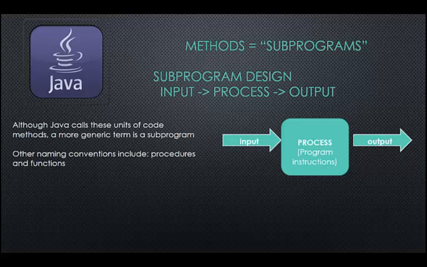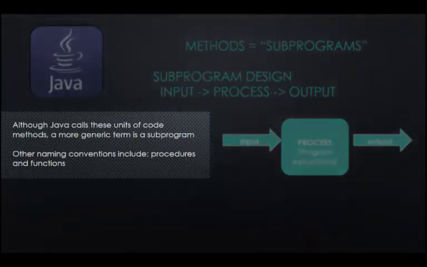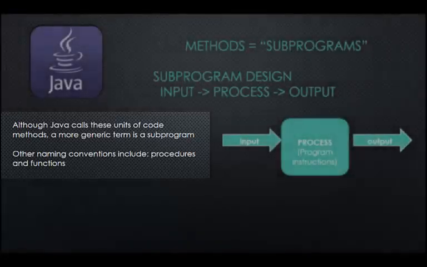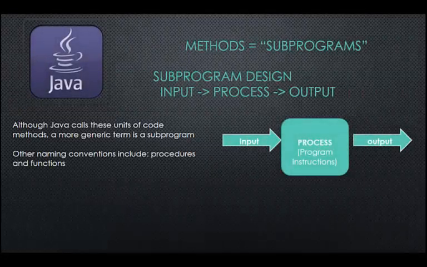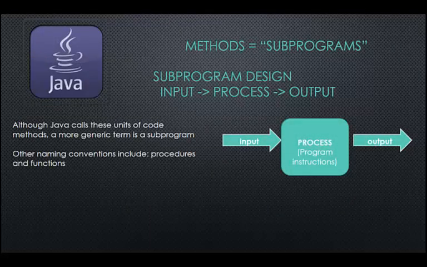Methods are like subprograms or mini-programs. When we organize our solution into manageable action units, we formulate a big picture of the methods that need to be done. This is like a table of contents in a book. Although Java calls these units of code methods, a more generic term is a subprogram. Other naming conventions include procedures and functions.